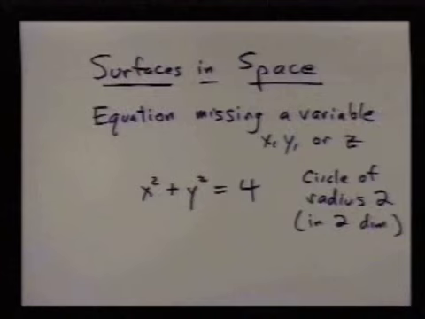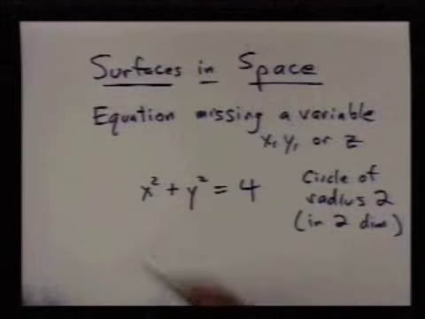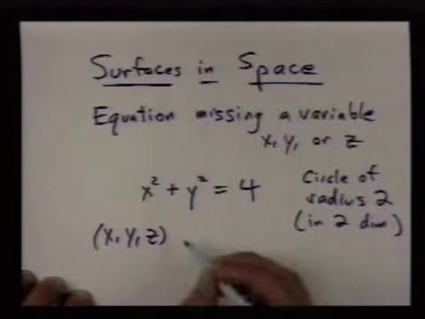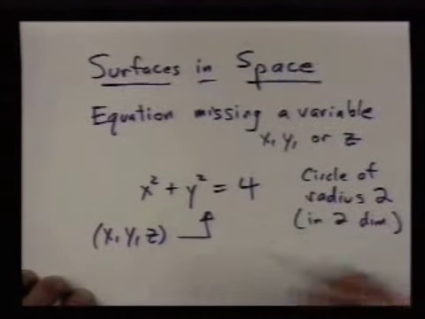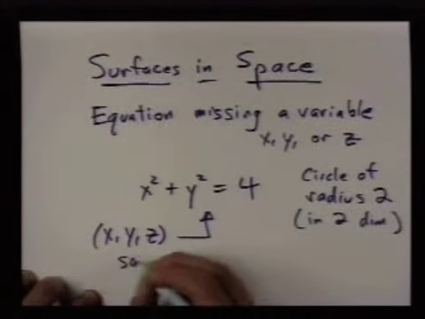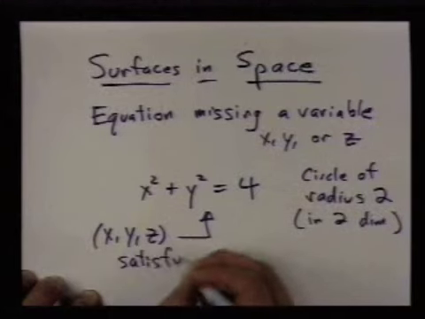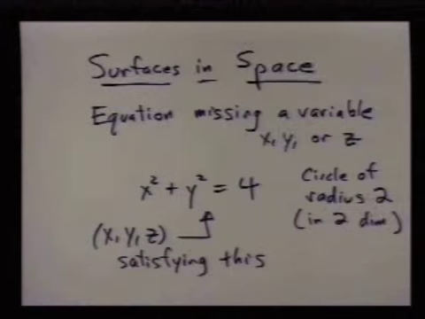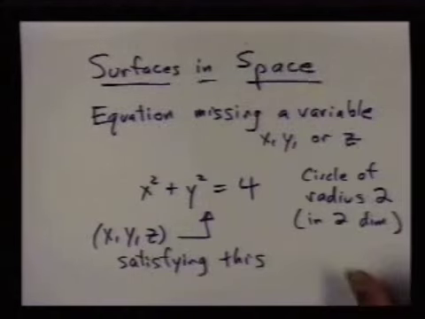But if we think of things in three dimensions, well, there's another variable z, and so we can think of this as all points x, y, and z that satisfy this equation. And this gives us a surface in three dimensions, and it'll turn out this is a cylinder. So why should it be a cylinder?